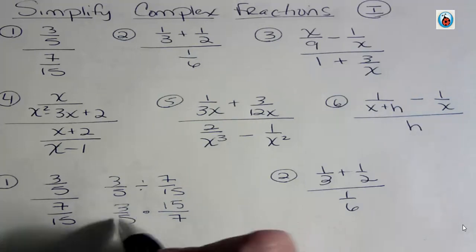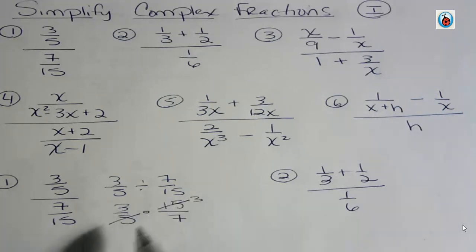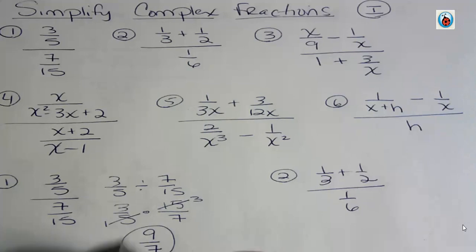5 goes into 15 3 times, and 3 times 3 is 9. And then we have 7 on the bottom. Remember, when you cancel something, it cancels to 1, not 0. So that would just be 9/7. Sorry, I'm on the screen a little bit.